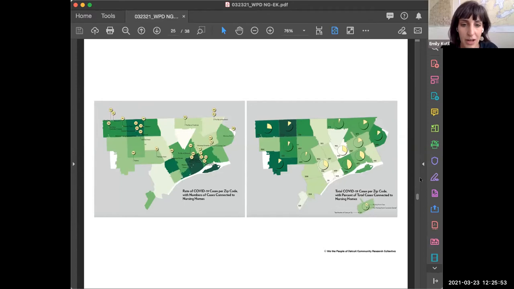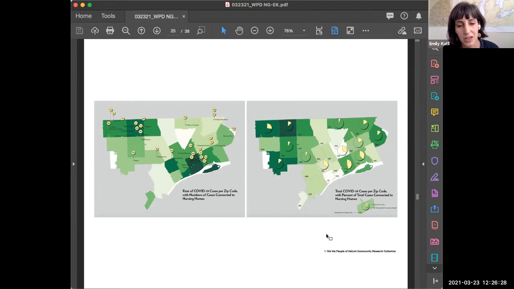On the right map, what we're mapping is actually the number of COVID cases per zip code. And you can see that there was a much higher volume of cases on the northwest side of the city. So the darkest green area had 1,042 cases by June of 2020, whereas on the near east side of the city, there were 495. So twice as many COVID cases in that one zip code on the northwest side of the city. The other thing that we're mapping on this map is the percentage of those cases that are connected to nursing homes.